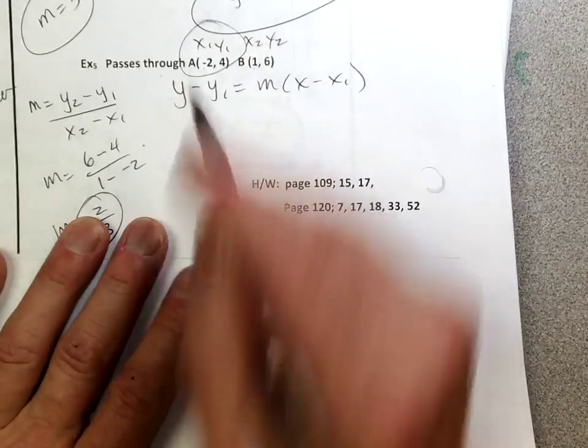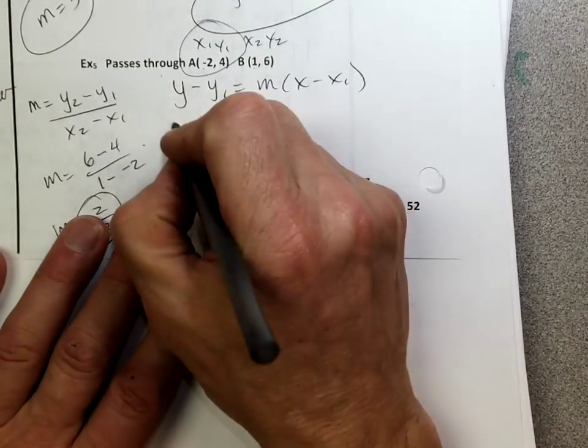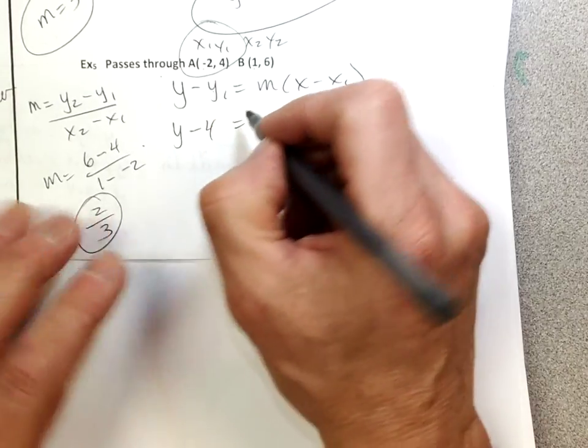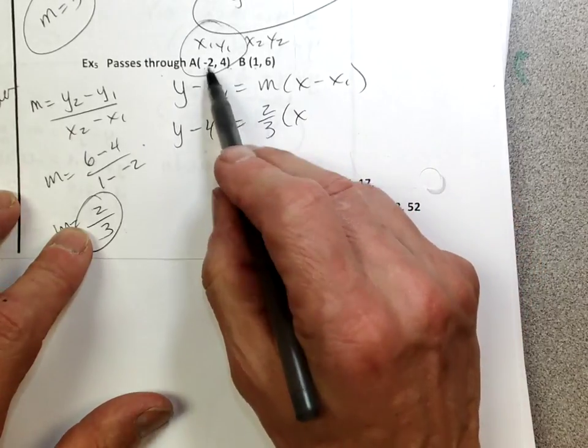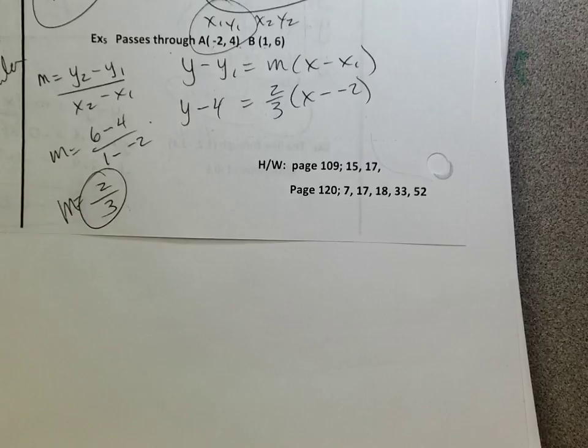I'm going to use my first point. You could use either point. It doesn't really matter. So I'm going to go y minus 4, because that's y1, equals m, which is 2/3, times x minus a negative 2. Got a double negative, right? See the double negative? So let's change that to plus.